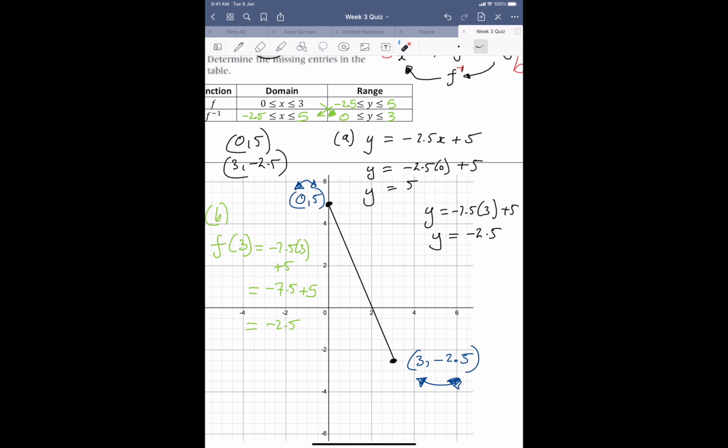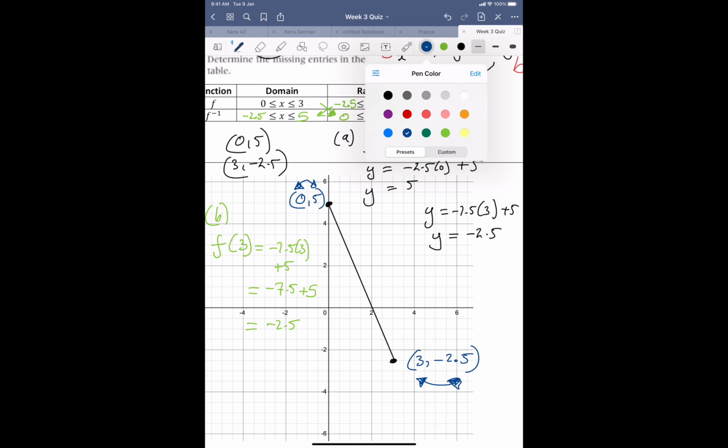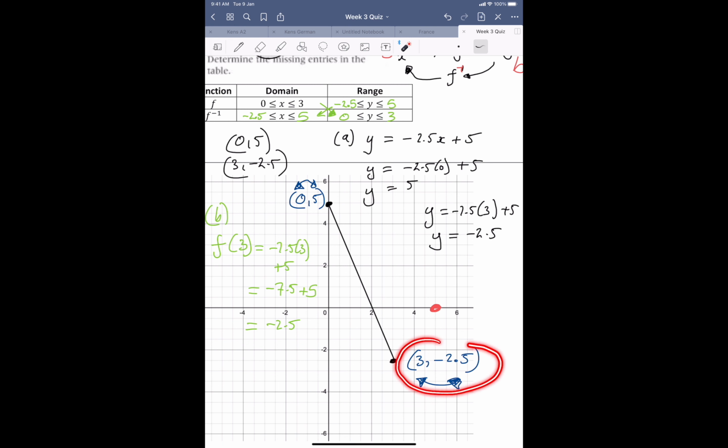So we'll start with (0, 5). (0, 5) becomes (5, 0). So this point now goes to here. And this coordinate down the bottom, we can see (3, negative 2.5). That becomes (negative 2.5, 3). So (negative 2.5, 3) is here. Just plot that in here. So this is (negative 2.5, 3). And this point is (5, 0). Then we're going to go ahead and join that up with a straight line.